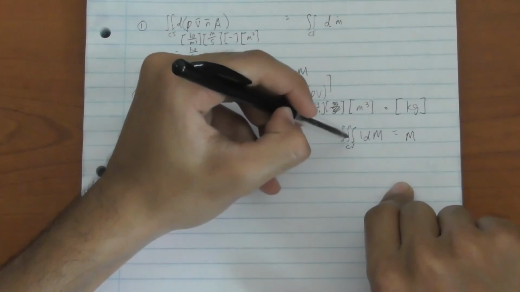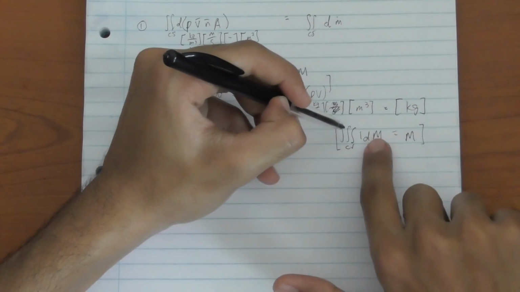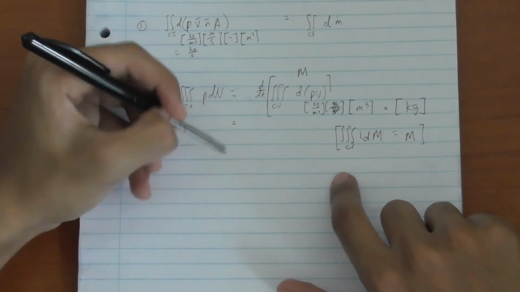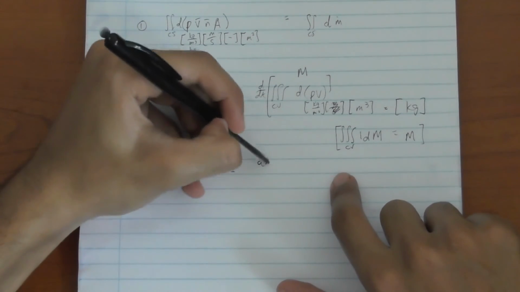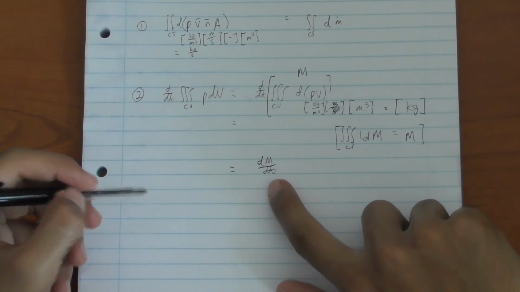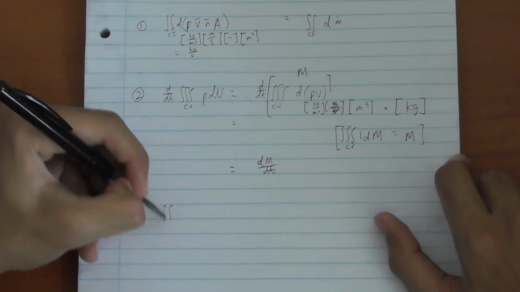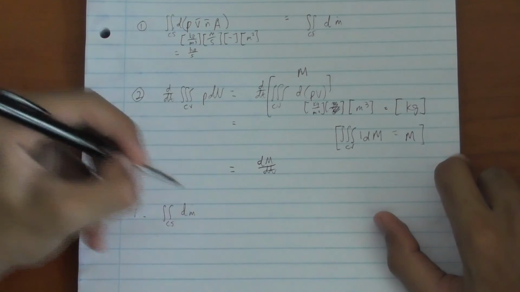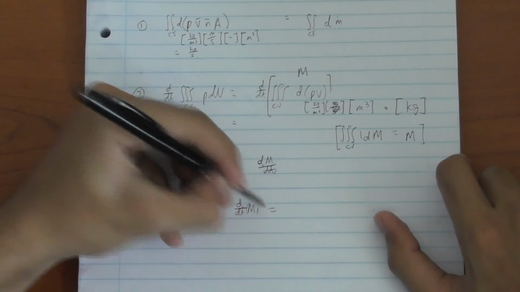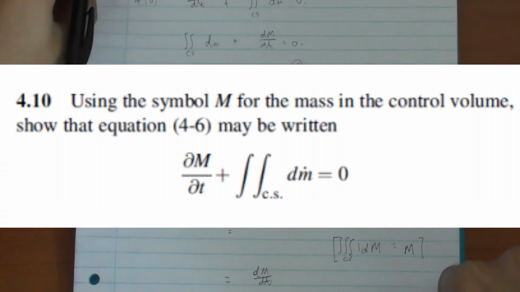Of course, this won't be a triple integral anymore, but I'm just doing it to show you. This will become one integral because you're dealing with respect to mass in the control volume. So that can be replaced with dm dt, just like that. Now, if you write out the full thing, it becomes the double integral over the control surface of dm dot plus d dt of m equal to 0. And that's exactly what we had up here.